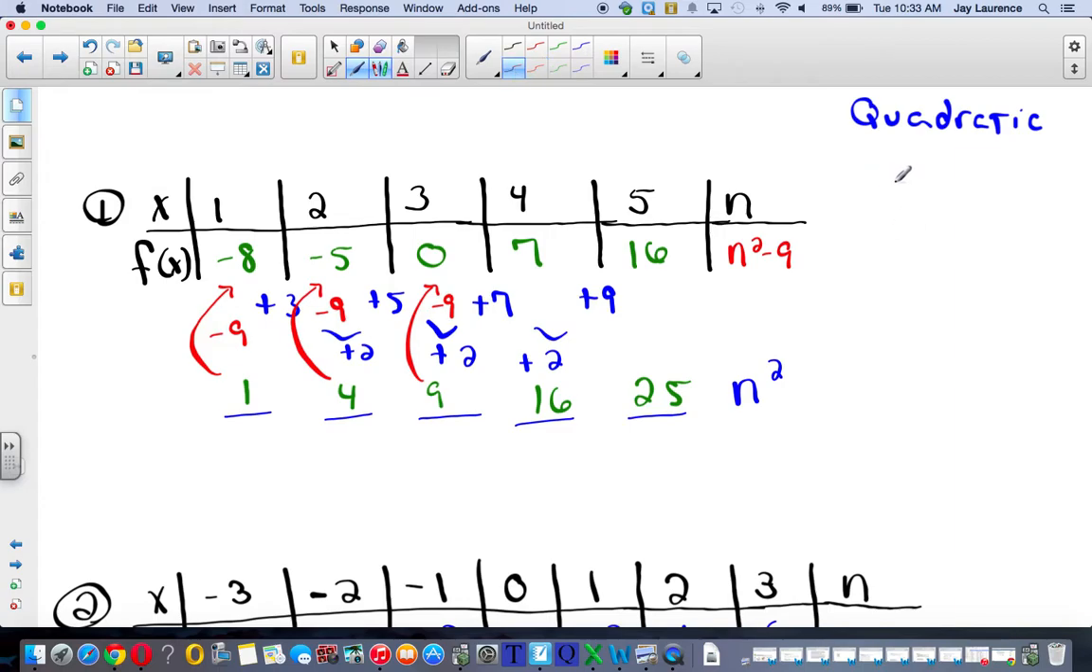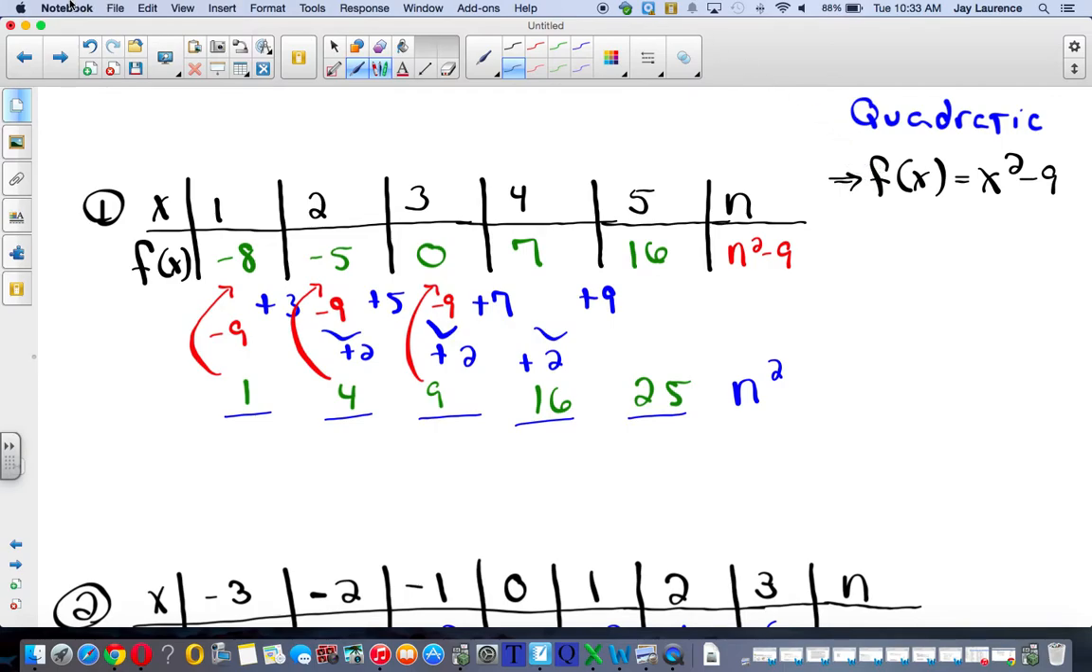a lot of you did this wrong in the video quiz last time, my function is f of x equals x squared minus 9. Okay, the nth term, the expression, is n squared minus 9, but the function is f of x equals x squared minus 9. So there's my function right there.